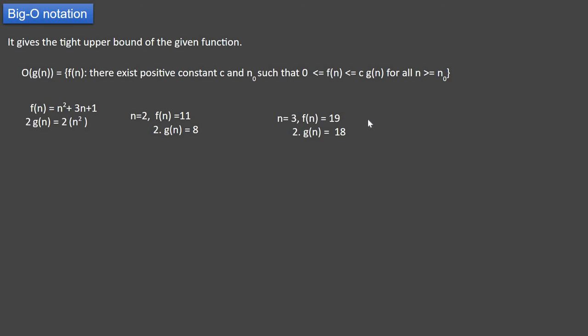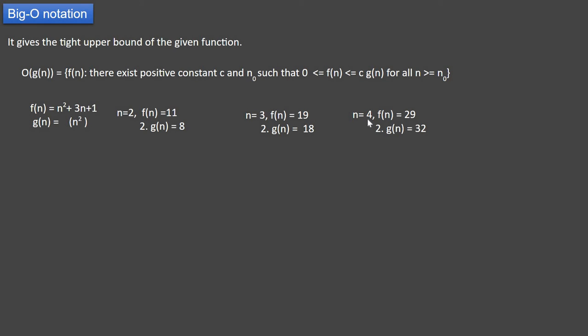Now I will give one more value, n is equal to 4. For n is equal to 4, fn is 29 after putting this value inside this function, and gn is 32 by using this, right? Now you can see the difference. fn is 29 and gn is 32. So gn has a greater value than fn, which was not the case before this value. fn was greater here, fn was greater here, but here gn has the greater value.